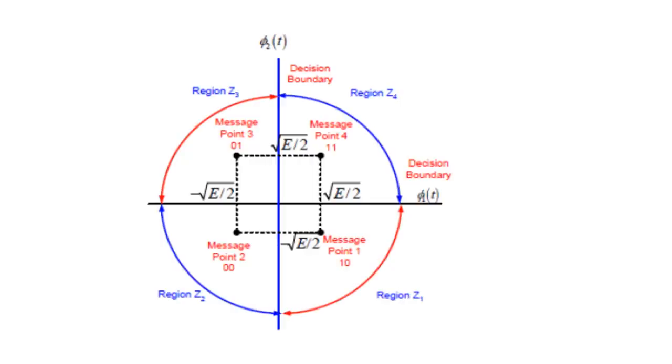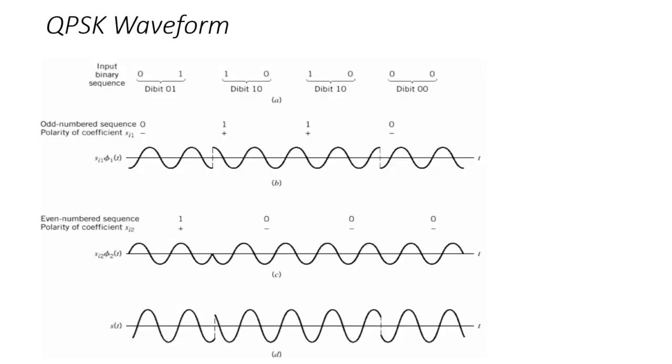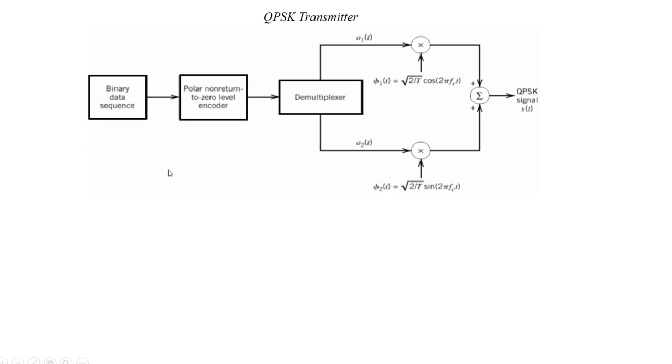So you can see the QPSK has two components, si1 phi 1 of t and si2 phi 2 of t, and they are individual BPSK signals. Phi 1 of t has the cosine carrier and phi 2 has the sine carrier. Adding these two signals, you get the QPSK signal. The same logic we apply here: we have the binary data sequence, again with the polar NRZ level encoder, and we will use the demultiplexer. This demultiplexer is the one used in communication, not in the digital circuit.